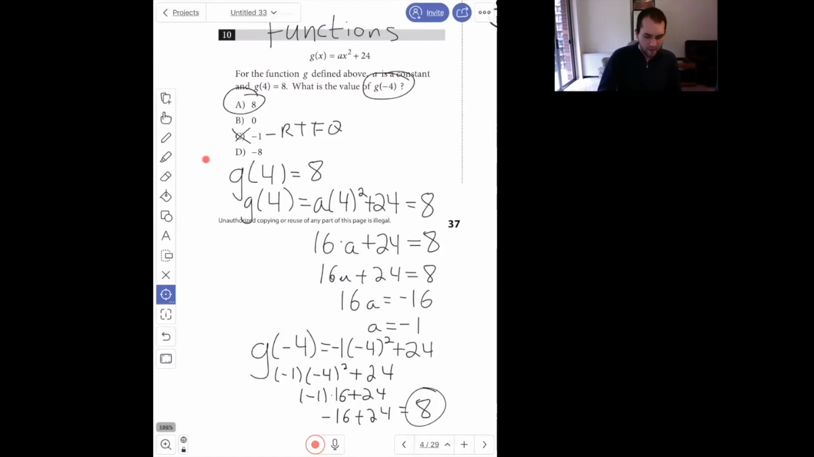Still, I want you to be comfortable with all of this magic because it will come up on harder SAT questions in the future. Good luck, everyone. Remember your function rules.